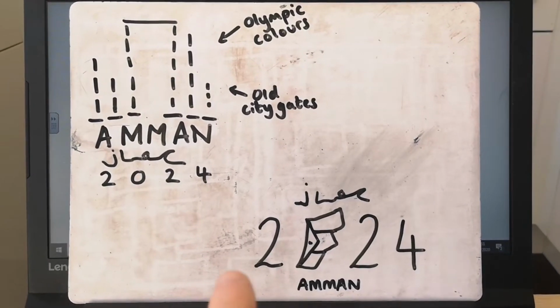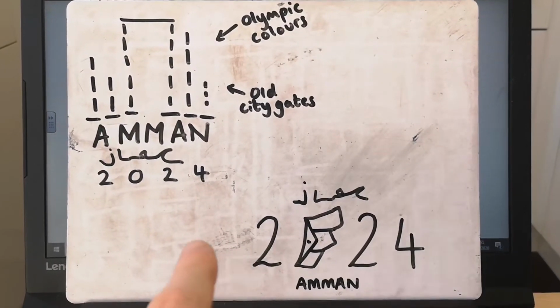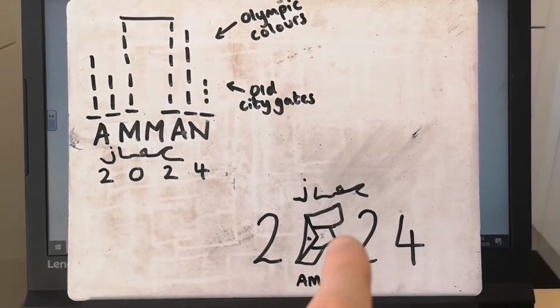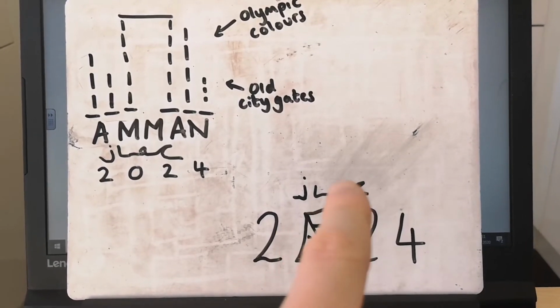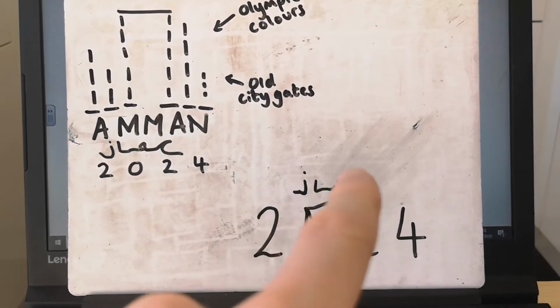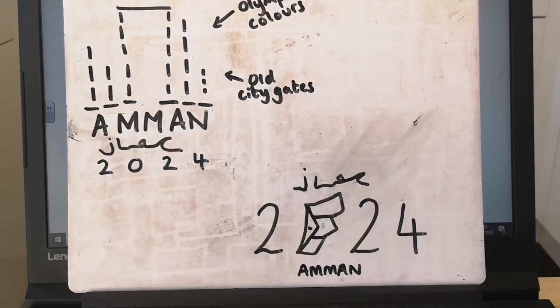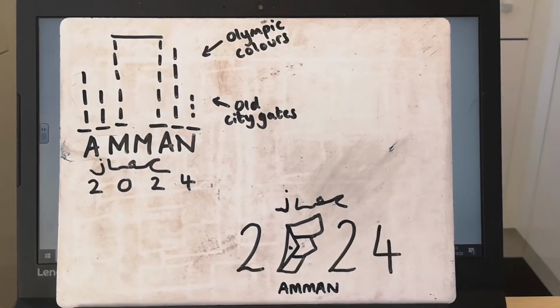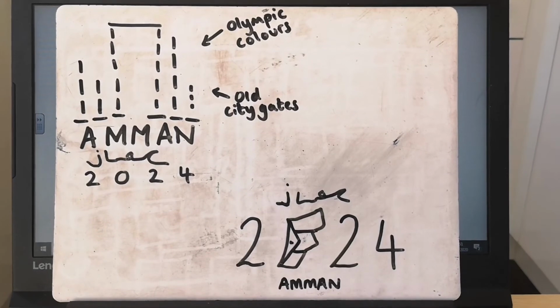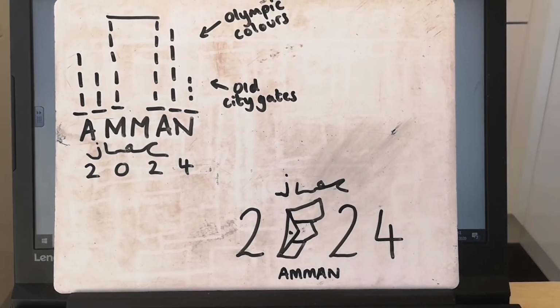This one down here, I've decided to do 2024 as the big part, but what I've got for the 0 is actually the outline of the country Jordan, with the Jordanian flag in the middle, so I would colour that in. And then at the top I've got Amman in Arabic, and at the bottom I've got Amman. So now it is your turn. I would like 3 logos, 3 different logos to represent your Olympic bid.